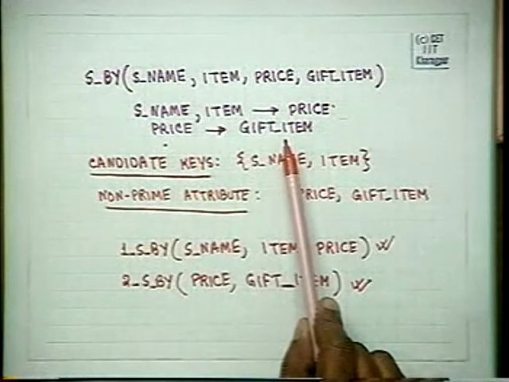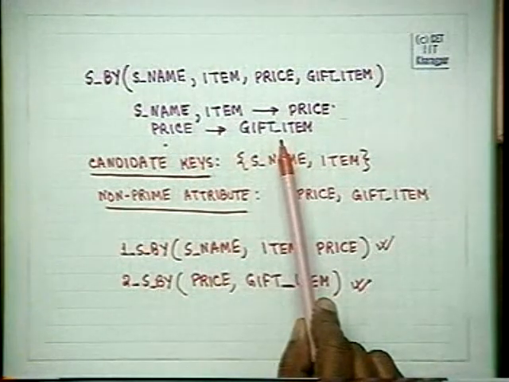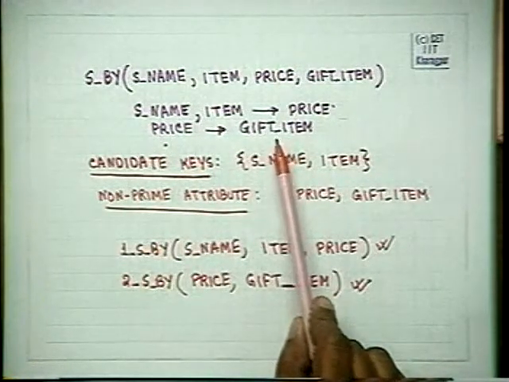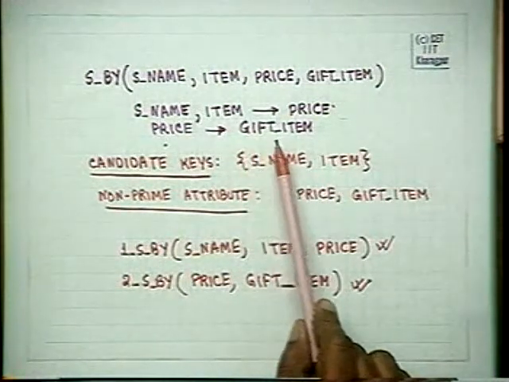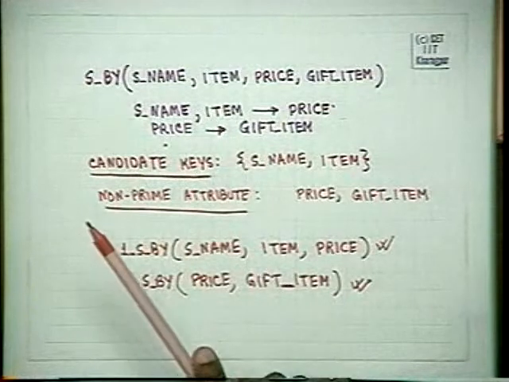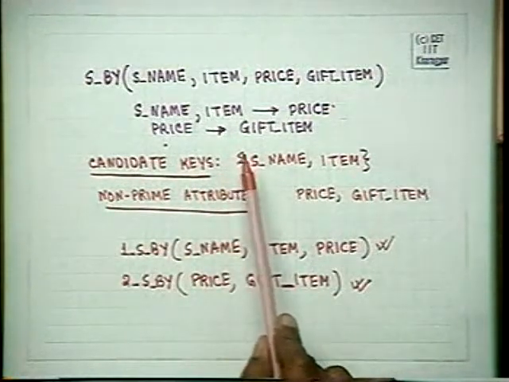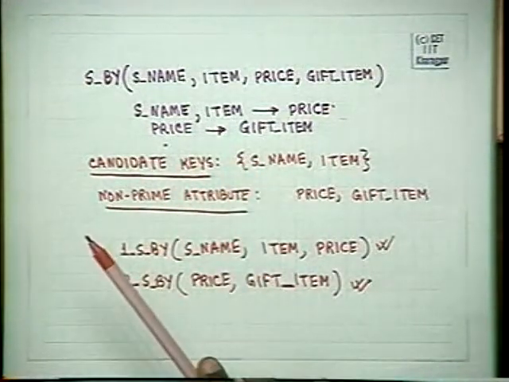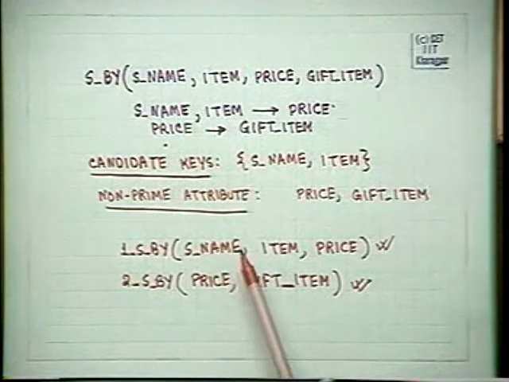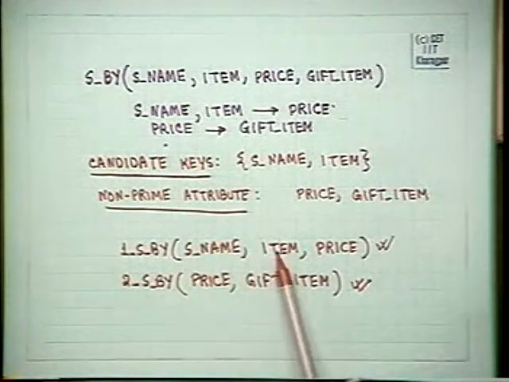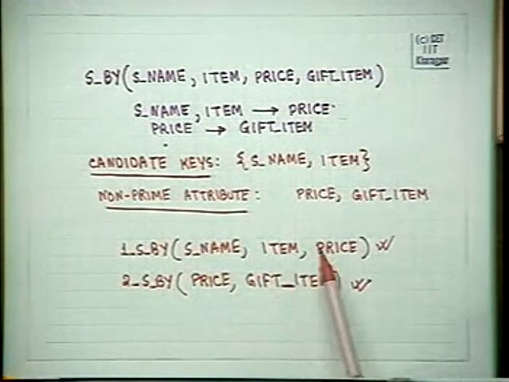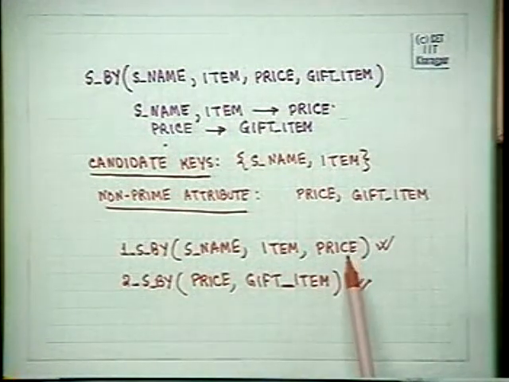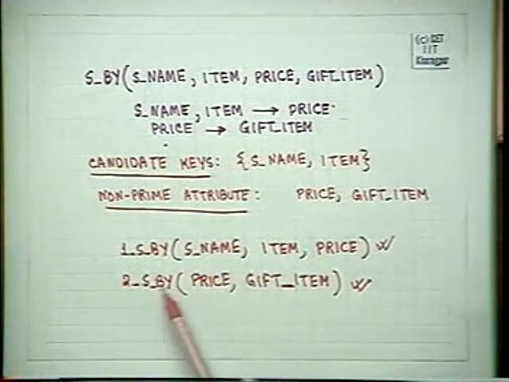So, gift item, the third condition of third normal form says that gift item must be part of a candidate key, which it is not. Therefore, in that way also it is not in third normal form, and obviously if it is not in third normal form, it is not in Boyce-Codd normal form as well. And we broke it up into two relations, S name, item, price and price and gift item. And we found that this is a lossless join decomposition, because price is a super key in the second relation scheme.